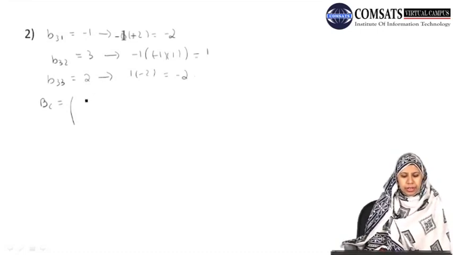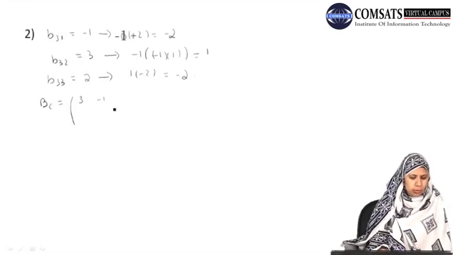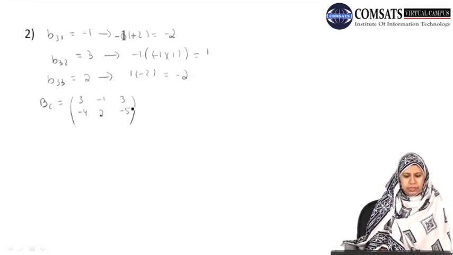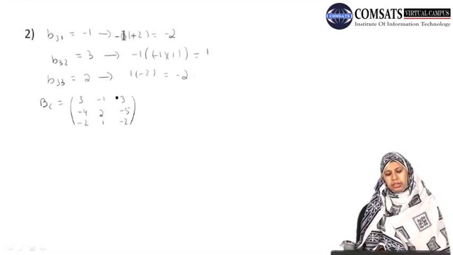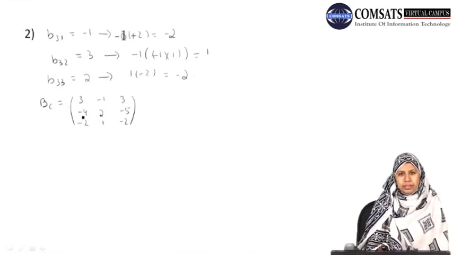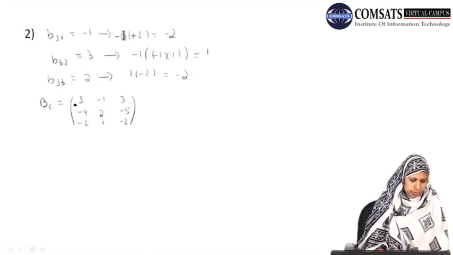And now we have to write our matrix of cofactors with their respective entries. So the matrix of cofactors will be, writing it in the row form, 3, -1, -3, -1, 3, -4, 2, -5, -2, 1, -2. This is our matrix of cofactors for the given matrix B.